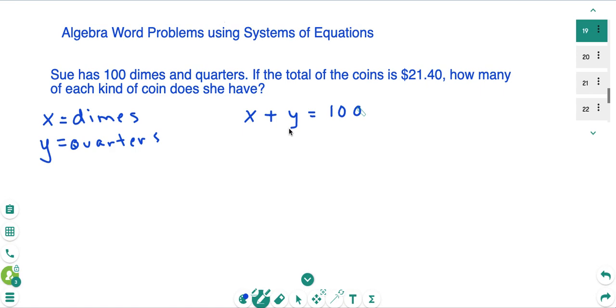Now notice that we're moving from how many coins to how much money they represent. So for my second equation, I'm going to need to put in my money information. Dimes are 0.10x, that's how much money in dimes she would have, plus 0.25y would be how much money she would have in quarters, and that's going to equal 2140. So that's the system that we're going to solve.